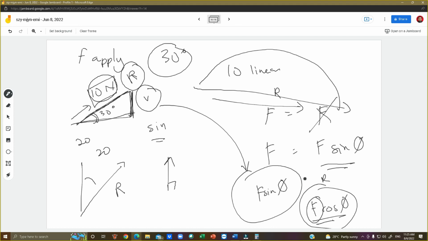But if they tell you, okay, force being applied here, how much force, how much of this, not range, sin theta. Okay? Okay, sir. Thank you, sir.